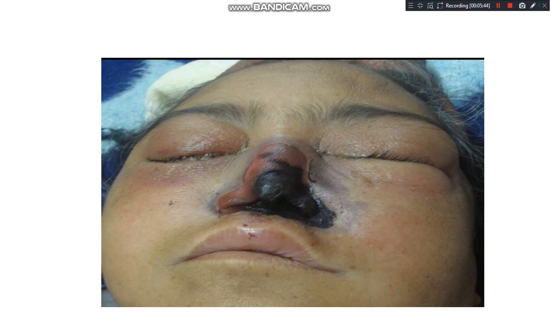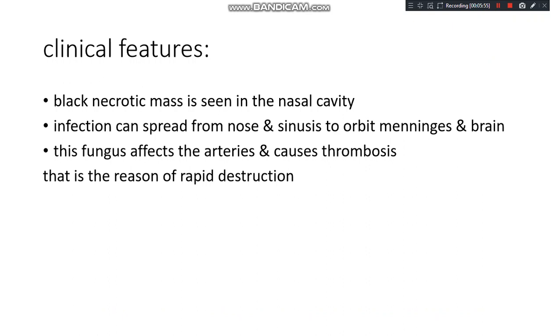So, here you can see the black necrotic mass, and it can easily spread to the sinuses, orbits, and then meninges. The treatment again is the same. You have to remove the black necrotic mass by surgical means and go for amphotericin B, which is the antifungal treatment.